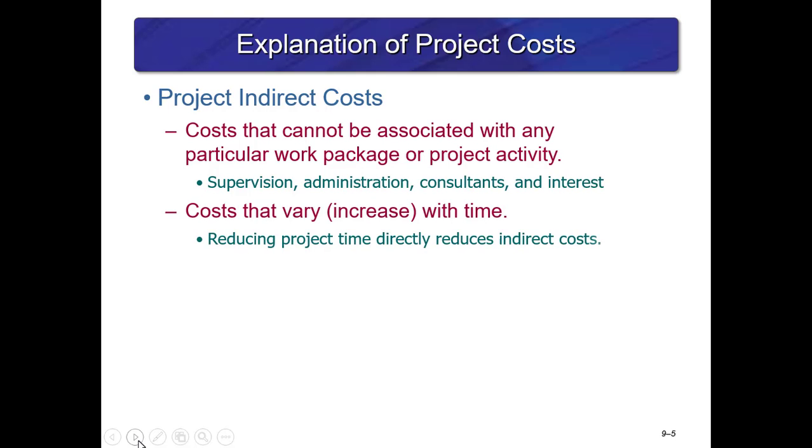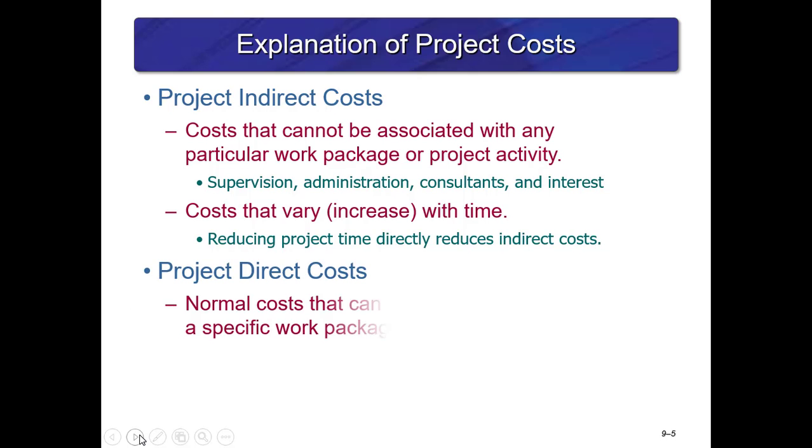Types of project costs are project indirect costs that cannot be associated with any particular work package or project activity, and costs that vary or increase with time. And these costs reduce the project time directly. Reducing project time directly reduces the indirect costs.